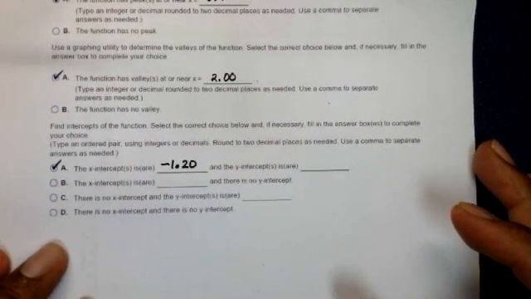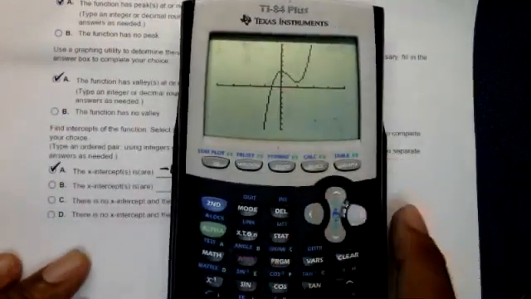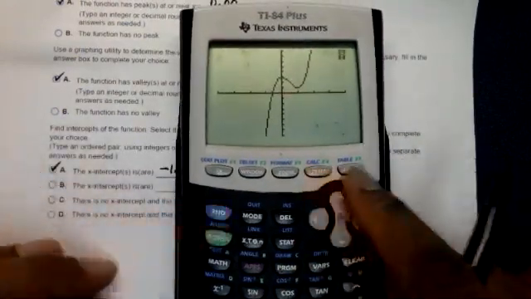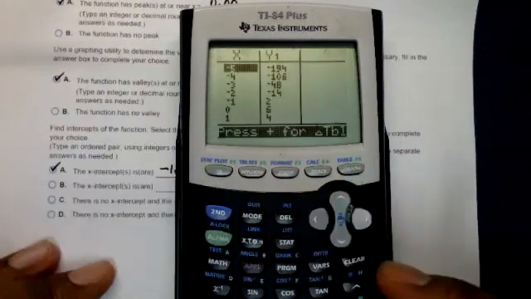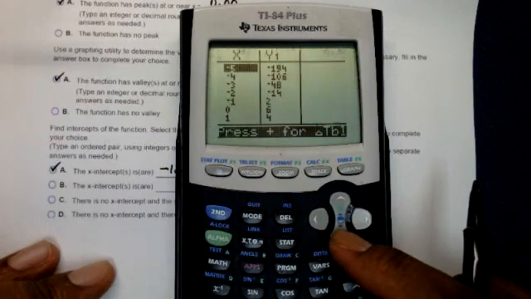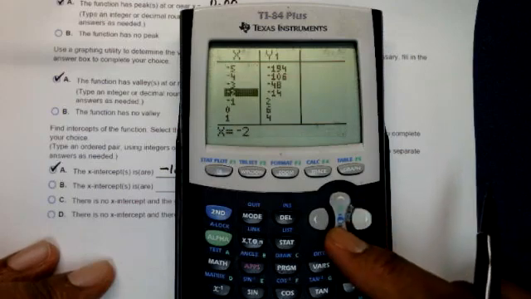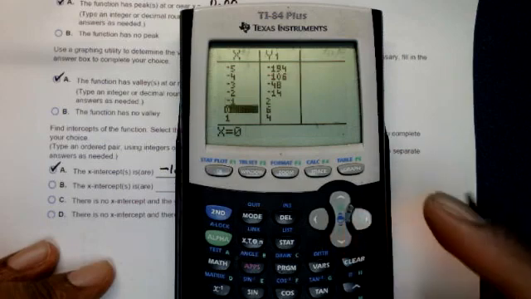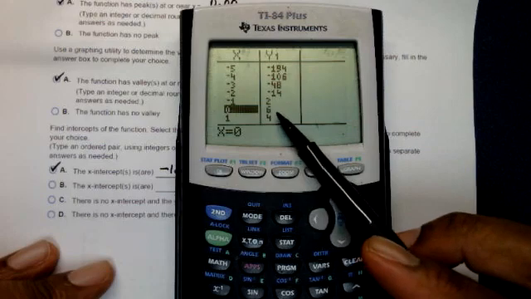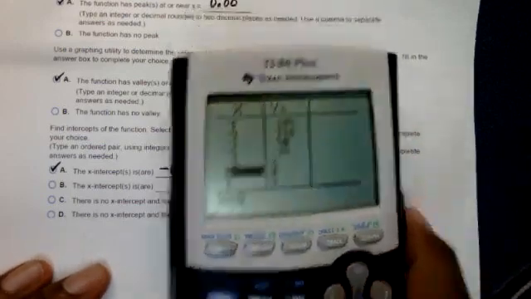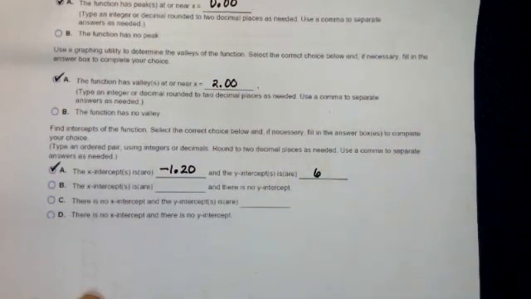And the y-intercept. Now, you can look on the calculator and go to second and graph. That will give you the table. And we're going to find out what y value this graph will have when x is equal to 0. So at x equal to 0, your y is going to be 6. So the y-intercept in this case is 6.